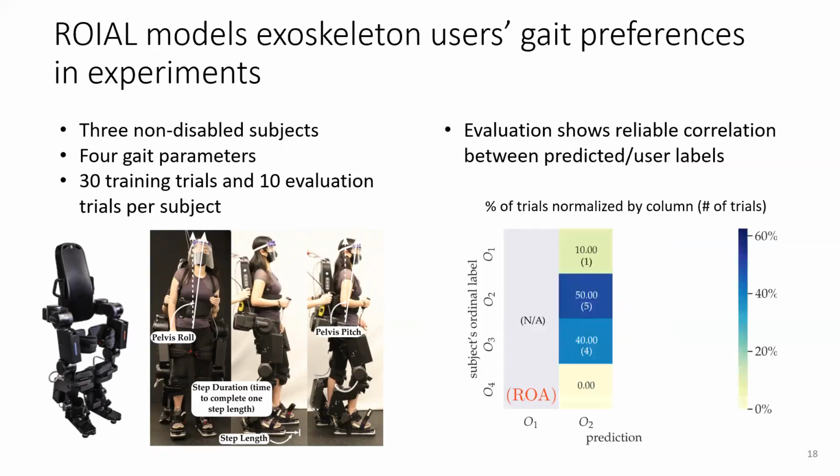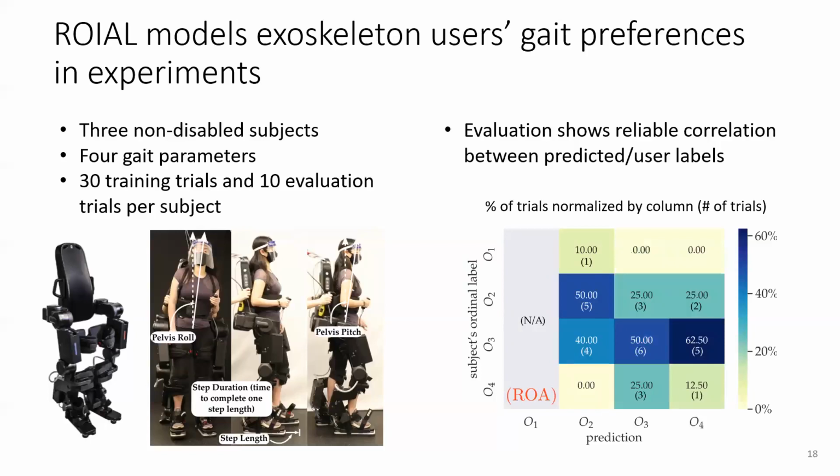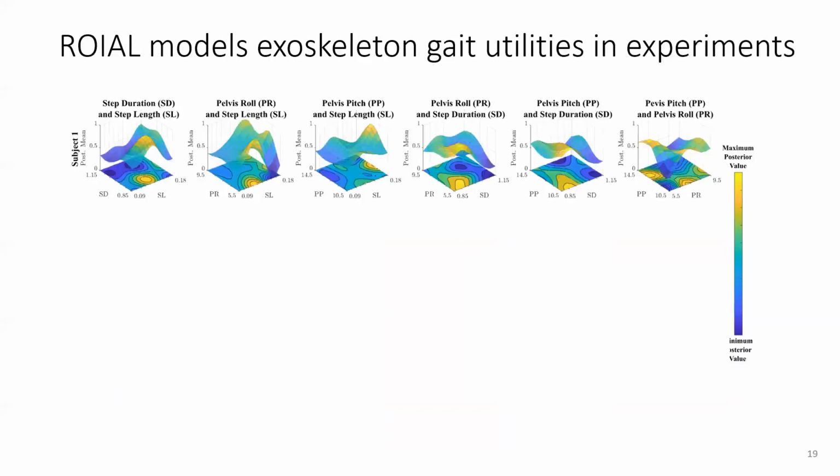The actions that are predicted to be in the ordinal category O2 indeed mostly belong to O2 according to users' feedback. In general, we saw a reliable correlation between predicted categories and the user's provided ordinal feedback. We evaluate the effect of each gait parameter on the posterior utility. To visualize the 4D posterior, utilities are plotted over each pair of gait space parameters, with the values averaged over the remaining 2 parameters in each plot.